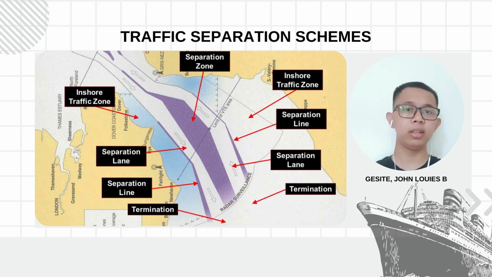This is a designated area of water near the shore that is used for the passage of small vessels. Examples are fishing vessels and small crafts. The third is the separation lane. A separation lane is a lane in the water that separates two opposing streams of traffic. It is typically marked by a separation line or zone. And lastly is termination. Termination in a traffic separation scheme refers to the end of a traffic lane.